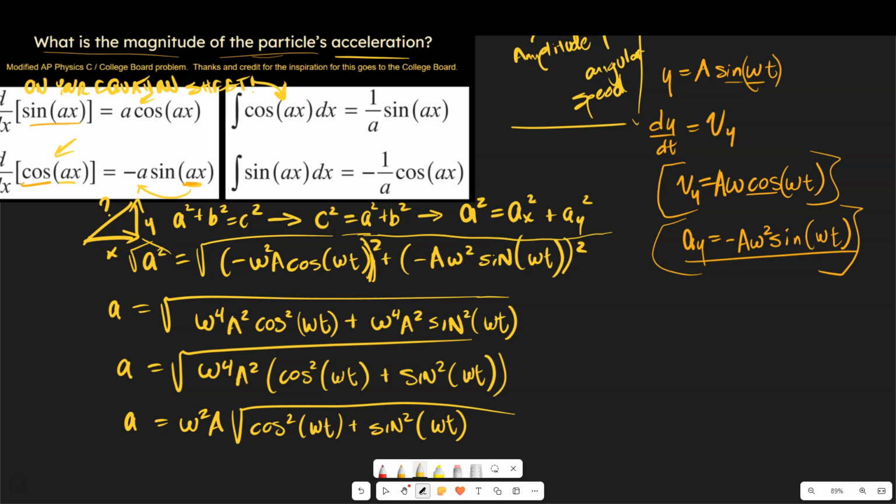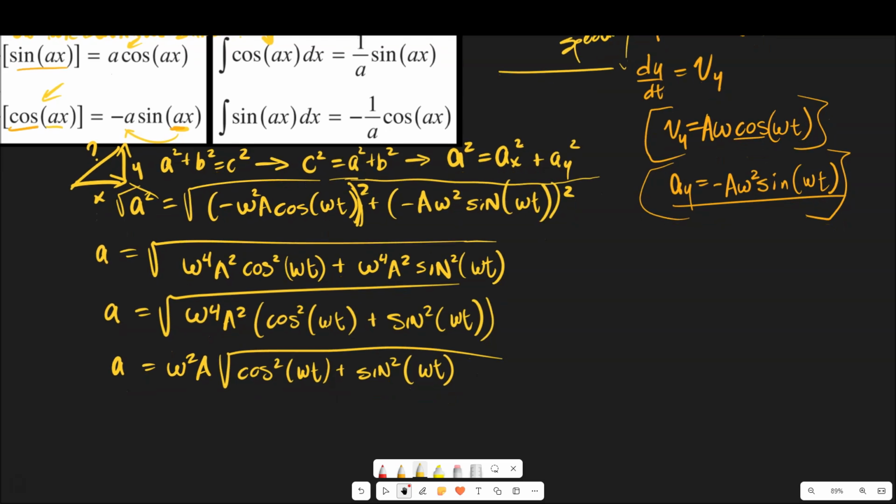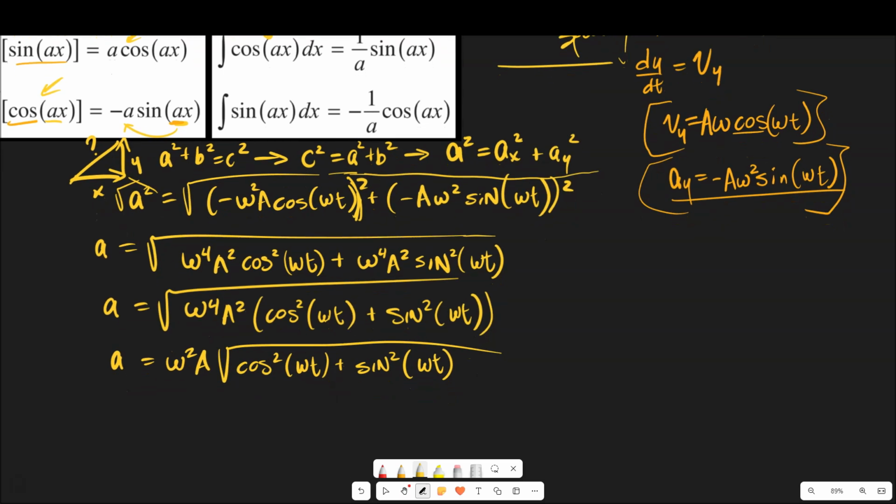Okay, and at this point you can plug in your numbers, or there may be something that you notice. If you happen to know that we have a trig identity right here, this whole thing actually reduces to 1. If you spot that, that makes the problem a lot faster. But you can still do it even if you don't spot that identity property of trig. So we're just going to speed this up and say, all right, if we call that 1, then our final answer, a, is going to be equal to omega squared times big A, our amplitude.